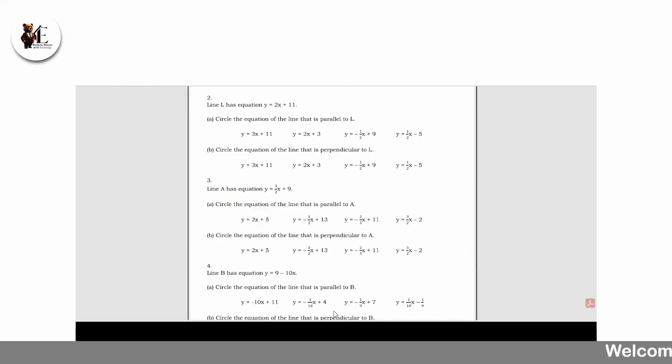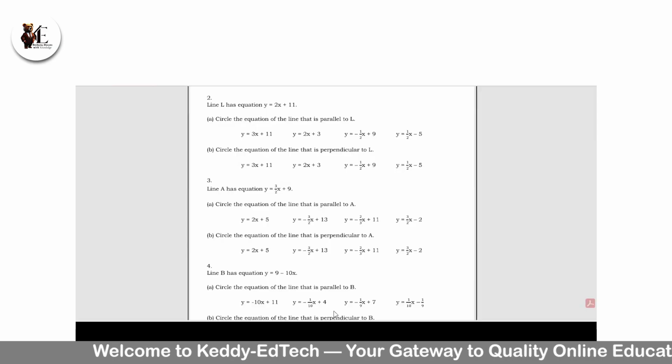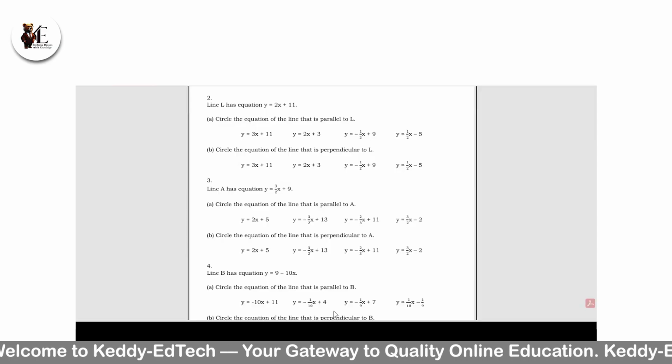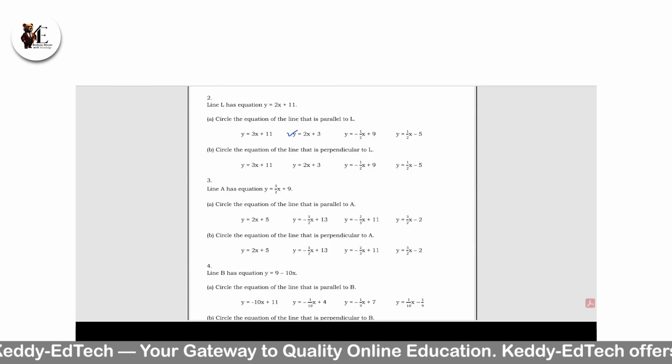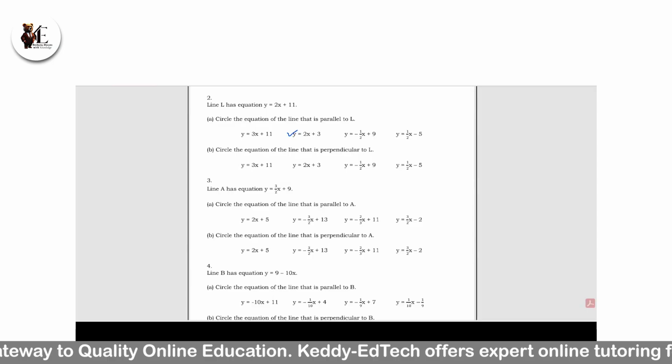Okay, is my screen visible to you? Yes, it is. Okay, so what's your answer for our second question, A part? I got y equals 2x plus 3. Okay, this one. And for B part? y equals negative 1 over 2x plus 9.